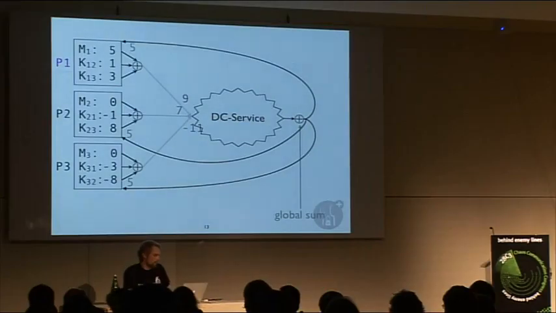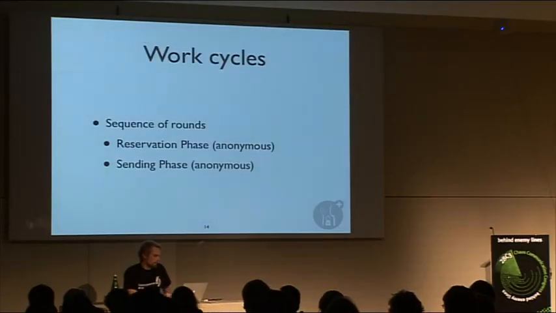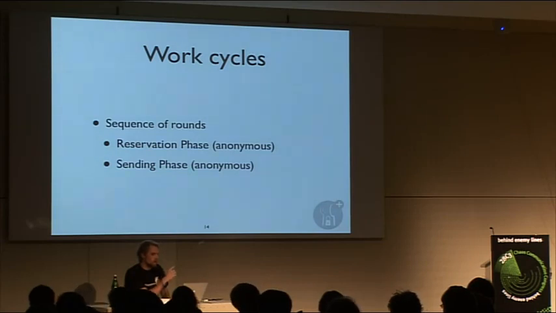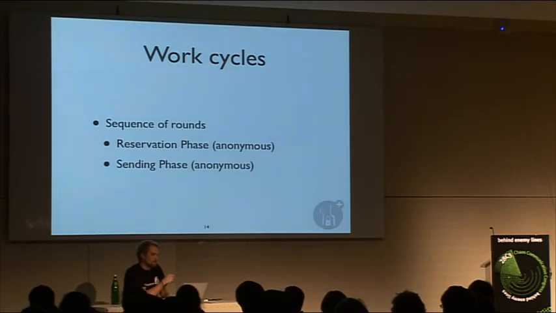So I've explained to you the sender and recipient anonymity of normal DC. But what I said is, a participant can send only one message, and the other participants have to send 0, the neutral element. So what we also need to do is to find out which participant is allowed to send in which round, and therefore you need a reservation phase, or a reservation and sequence of rounds. The reservation phase and the sending phase, which are both anonymous, are defined as work cycles in the DC terminology.